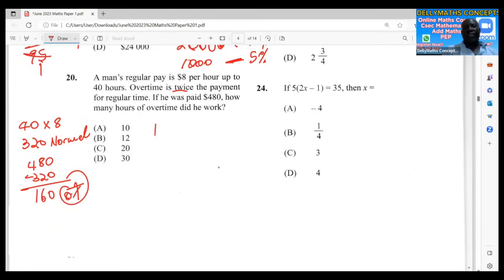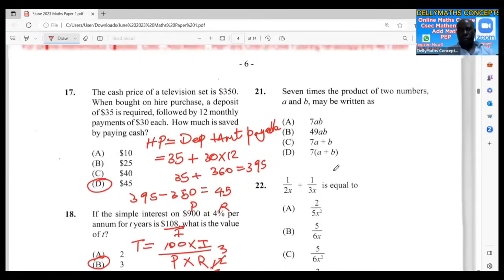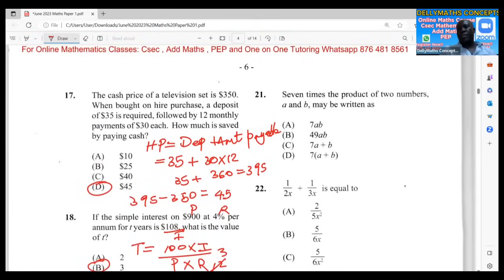Now, remember that the rates on overtime will be double. It will be 8 times 2. So he's going to get $16 an hour. Now, if you make $160 working at $16 per hour, you could tell the time that it took, 10 hours. Right? 21. 21 is simply saying that 7 times the product of the two numbers, A and B, would be what? Product. We're multiplying 7 times A times B. And there it is.